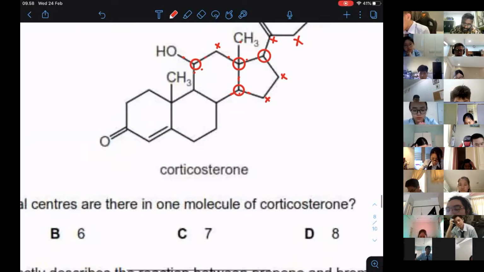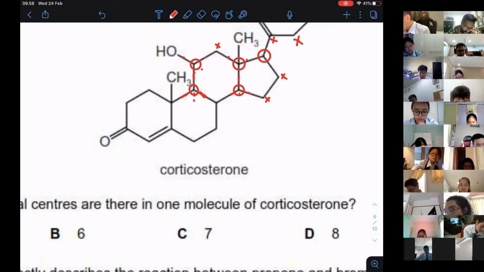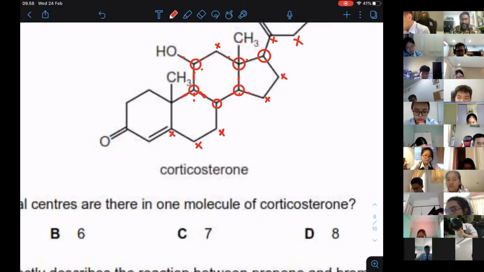So here, when you have this, this is going to be a different group attached here. This entire thing is a different group. There is hydrogen there, so therefore this is going to be a chiral center. This is also going to be a chiral center. This is a chiral center.